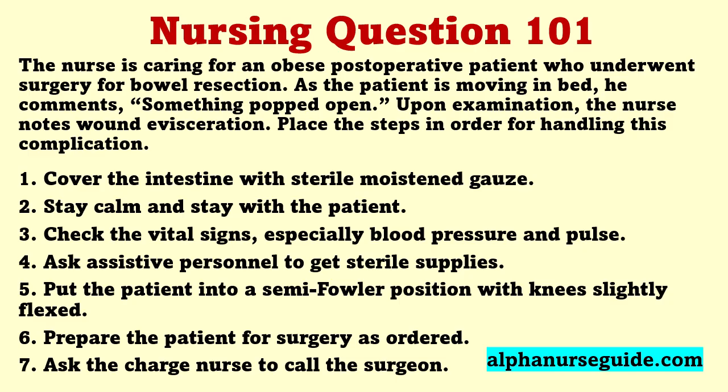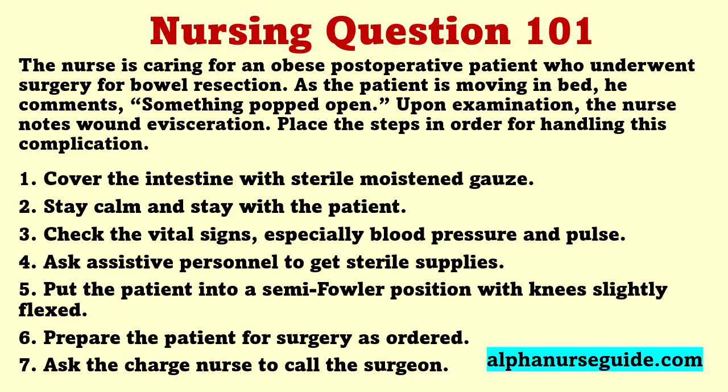The correct order is 2. Stay calm and stay with the patient. 5. Put the patient into semi-fowler position with knees slightly flexed. 3. Check the vital signs, especially blood pressure and pulse. 7. Ask charge nurse to call the surgeon. 4. Ask assistive personnel to get sterile supplies. 1. Cover the intestine with sterile moistened gauze. And 6. Prepare the patient for surgery as ordered.